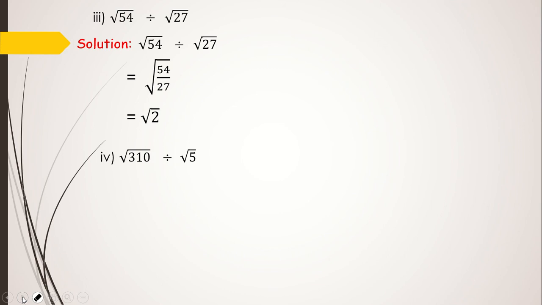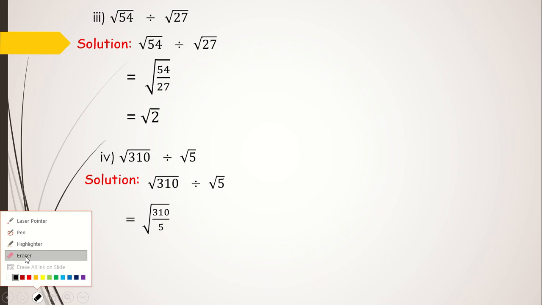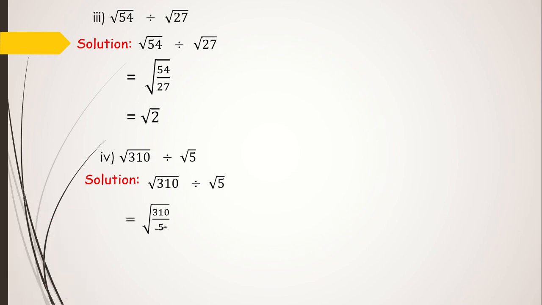Root 310 divided by root 5. So divide this and see. 5 1s are 5, 5 6 are 30, 1 will remain, 5 2s are 10. Okay, see, if you want to divide like that, 5 1s are 5, 5 6 are 30, 1 will remain, 5 2s are 10, root 62. Okay, so root 62 is the answer. Let's proceed.